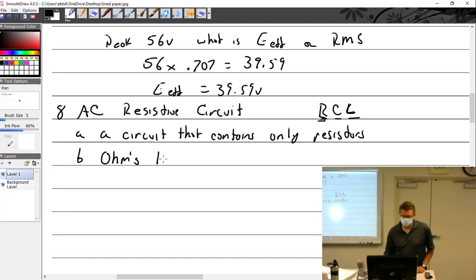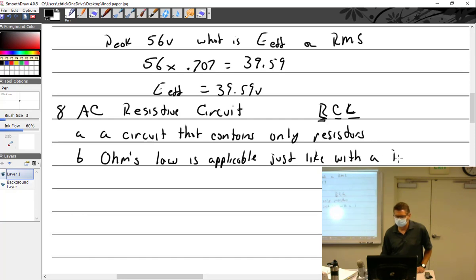Ohm's law, you've heard of this, probably. Ohm's law is applicable just like with a DC circuit, a direct current circuit.